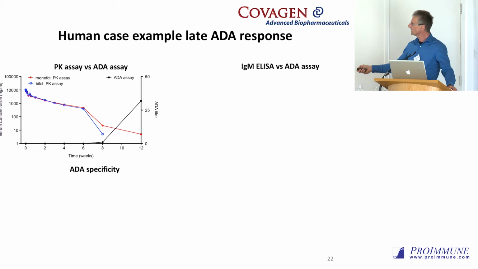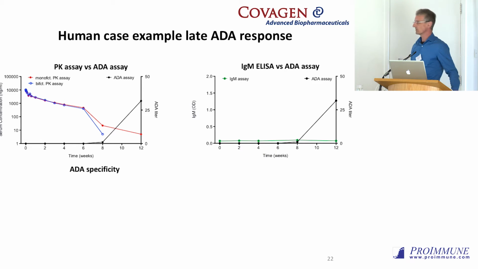Then between week 6 and 8, you do see accelerated clearance. And at this time, in the anti-drug antibody assay, it starts to be positive and the titer increases, although the titer on its own is actually quite low. But it matches your drop in PK, induction of anti-drug antibodies. So then we ask the question, okay, is there IgM involved? And you can see that for this particular one, there's no IgM signal.